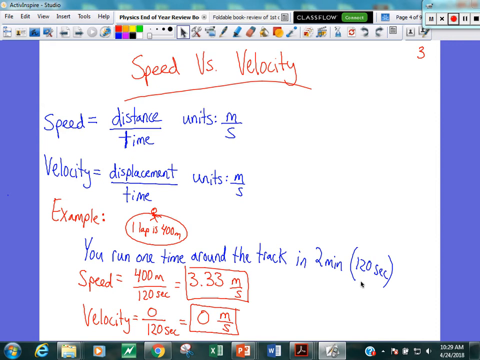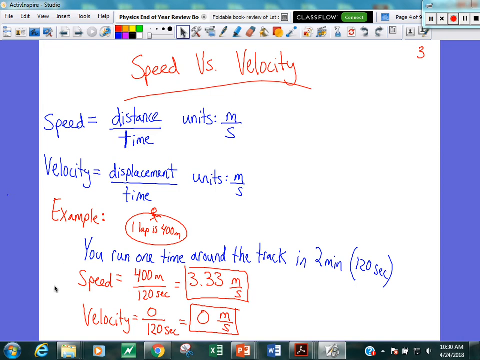Now, let's calculate the speed. Speed is equal to distance, so the distance that you would have to run around the track is 400 meters. The time that it took you is 120 seconds. So if you take 400 and divide it by 120 in your calculator, you get 3.33. Again, the units are meters per second. So your speed is 3.33 meters per second.